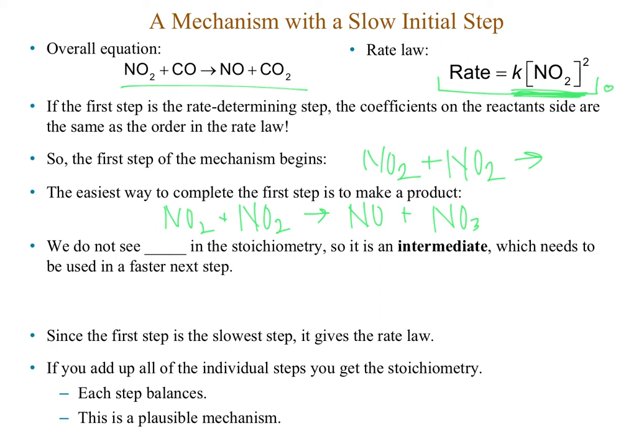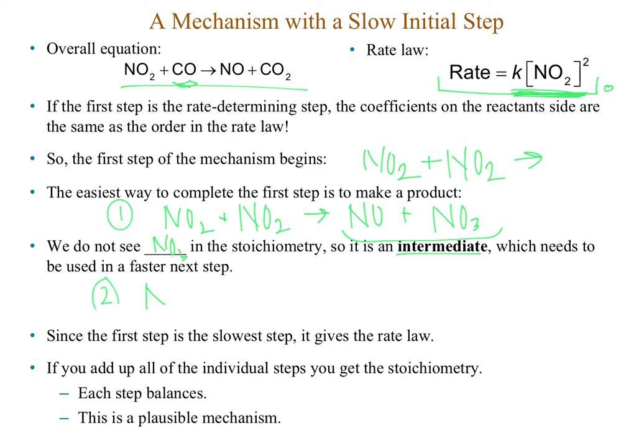So if we, but since we don't see NO3 in the stoichiometry, that's going to be our intermediate that we're predicting happens. So now the next step, okay, we had a reaction. Now we have these guys. We need to use up our intermediate, and we haven't used carbon monoxide yet. So this was step 1.